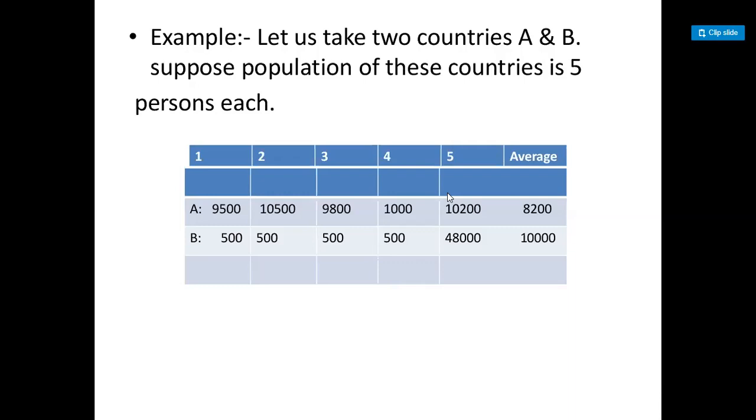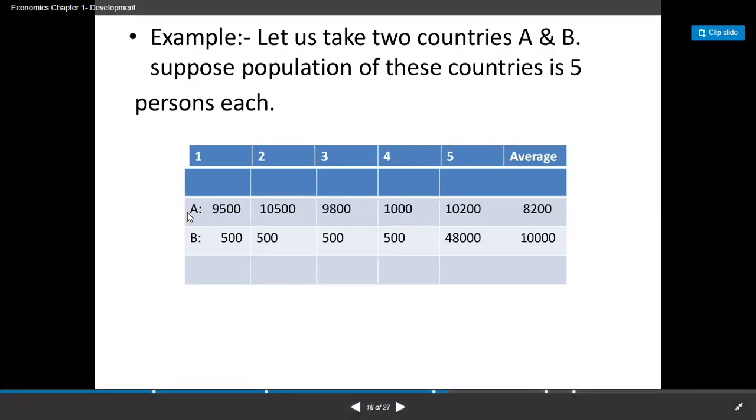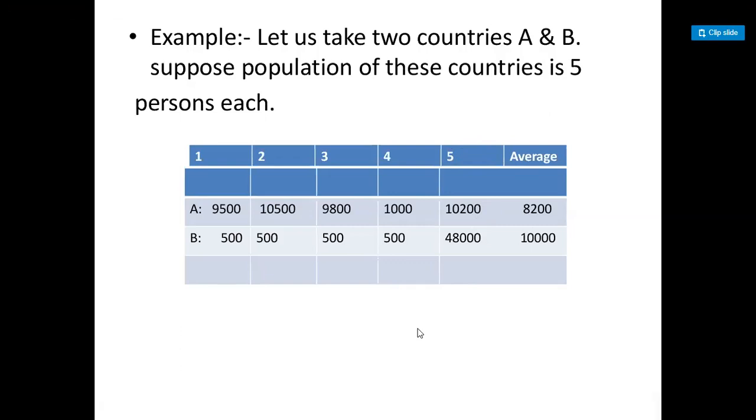And here we have taken the average income by taking the total income, and we are dividing it by the total population, and we are getting the average income. This is how we are calculating the per capita income. Okay, we will total the incomes of country A, and that total income is divided by the population. How much? 5. And we get the average. Okay, this is how we do the per capita income.